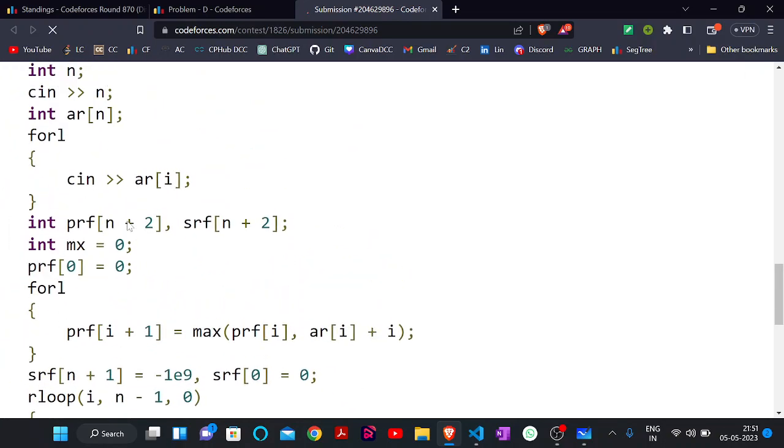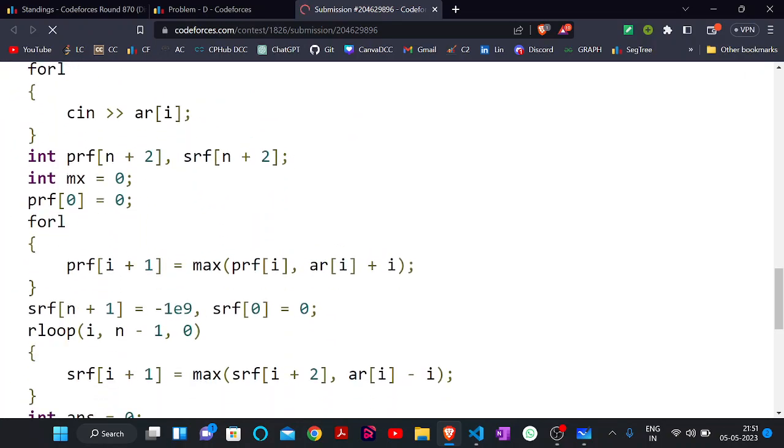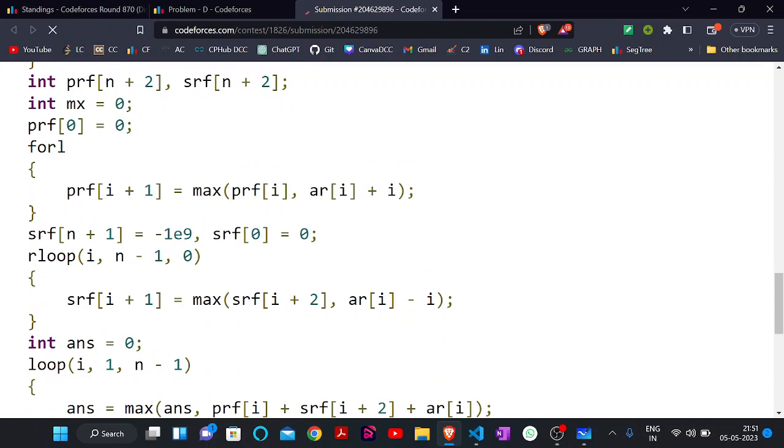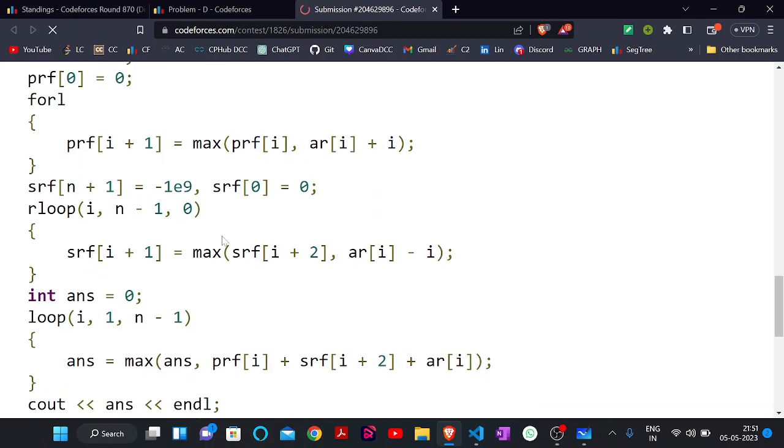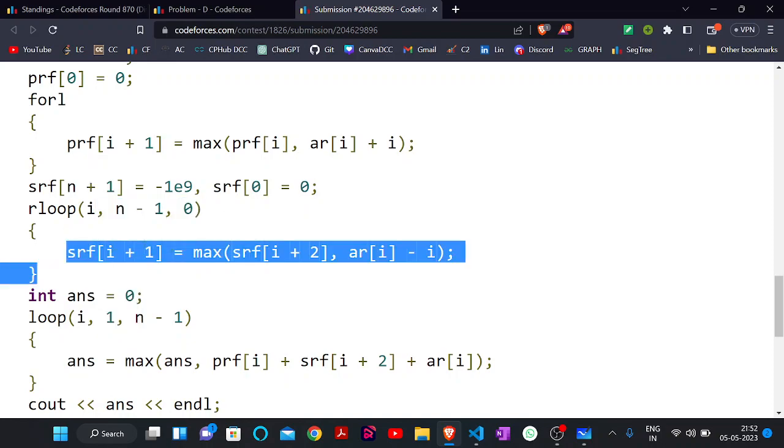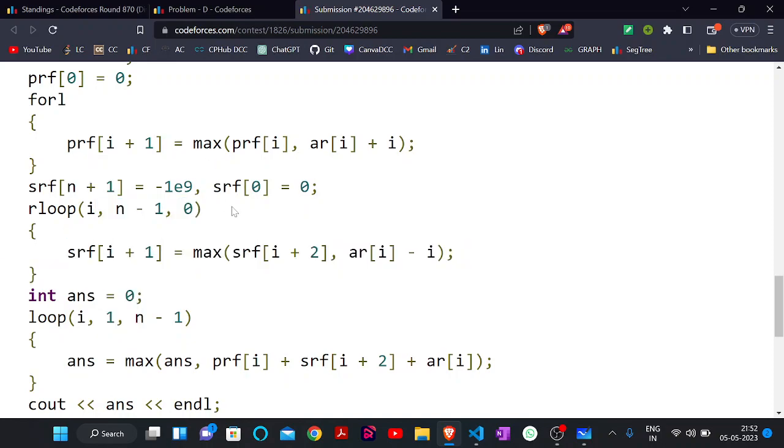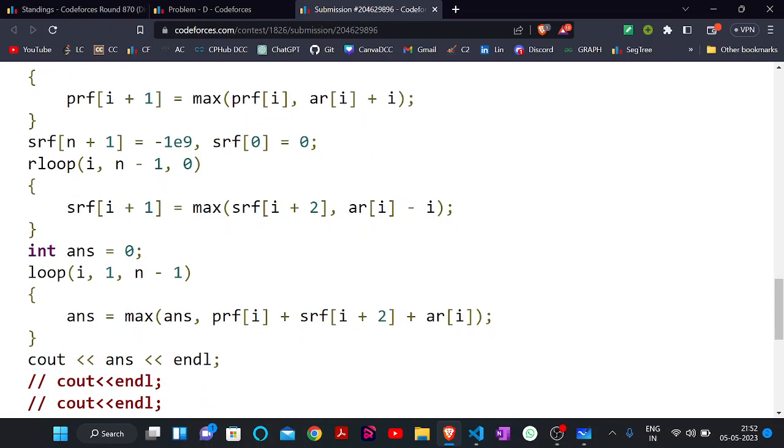First of all, I'm taking the inputs, then the prefix array, then the suffix array. How am I creating my prefix array? That is prefix of previous and array of I plus I, which is the same as A plus L. Then for suffix, I'm iterating my loop from the reverse side. Suffix of I plus 1, since my prefix and suffix both are 1-based index, so I'm taking I plus 1 here. That will be the maximum of the further one and array of I minus I. So this is prefix and suffix.